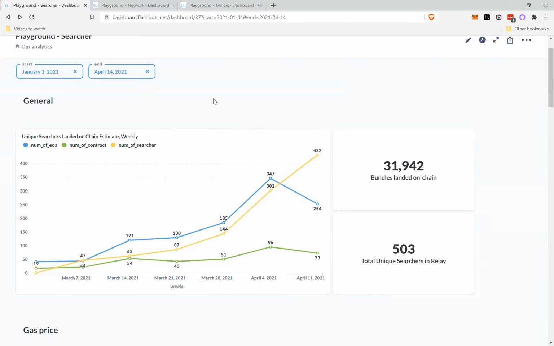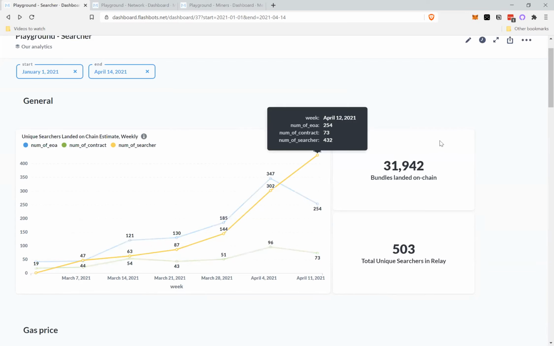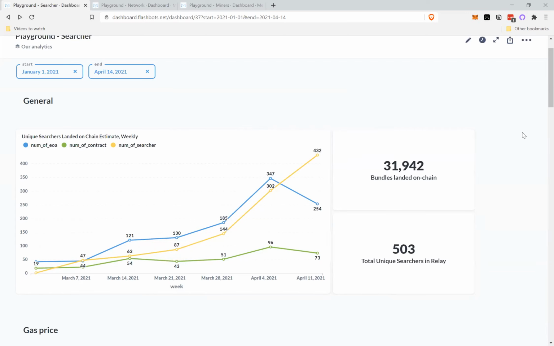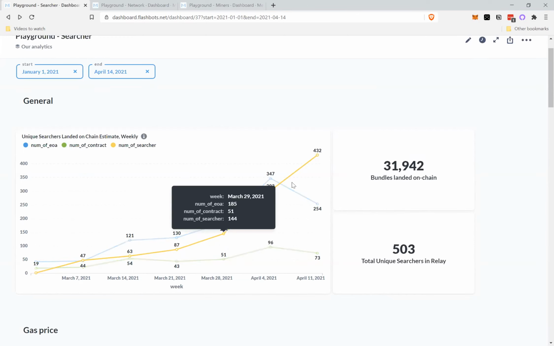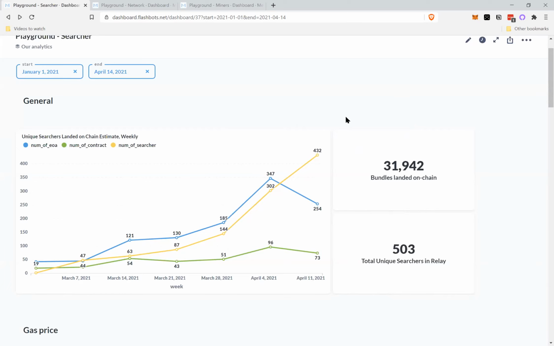And no matter what way you cut this or what metric you use, it's pretty clear that our graph is going up into the right over time as more searchers enter the system. And in particular, there's been a lot of growth in the last 2 weeks, almost doubling some of our metrics.